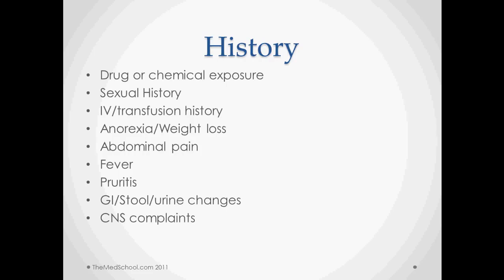Sexual activity history is important because hepatitis B is almost exclusively transferred sexually. Hepatitis C can be in around 10%. IV transfusion history is usually associated with hepatitis C. Anorexia and weight loss are good questions to ask. Ask about abdominal pain, fever, pruritus, GI, stool, urine changes, and CNS complaints. All of those can help lead to an understanding of whether or not people are symptomatic for their liver problems.